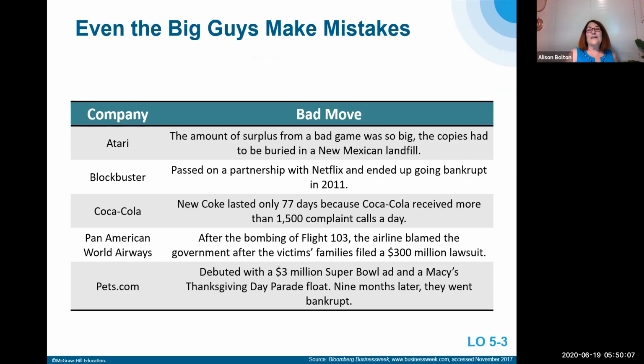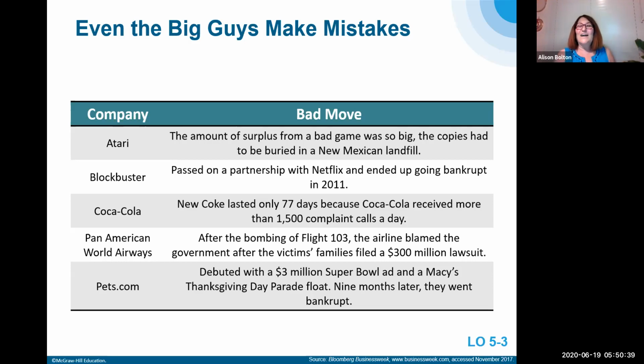So even the big guys make mistakes, and these are some things different corporations have done over the years, and there are some things to kind of laugh at. This one may be beyond your years, but Atari was so embarrassed by the amount of surplus from a bad game that the copies were buried in a New Mexican landfill. They wanted them never to be found again. But apparently somebody knows where they are and they found them.